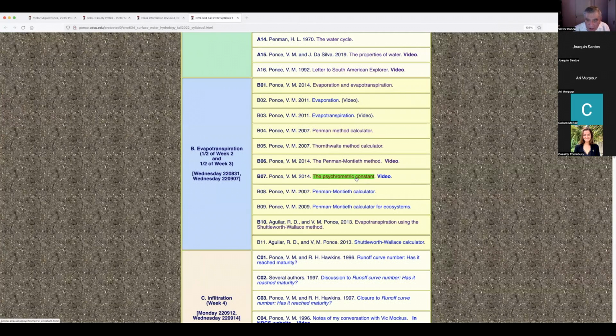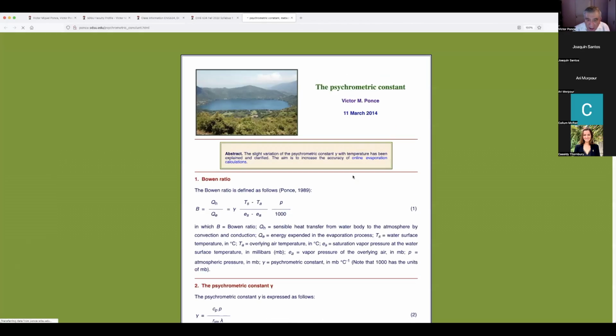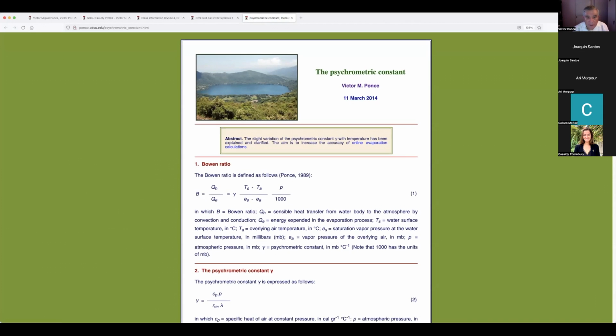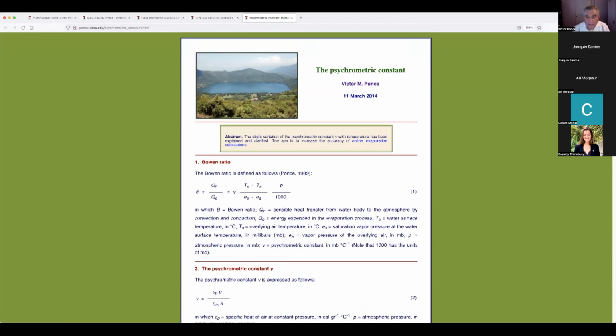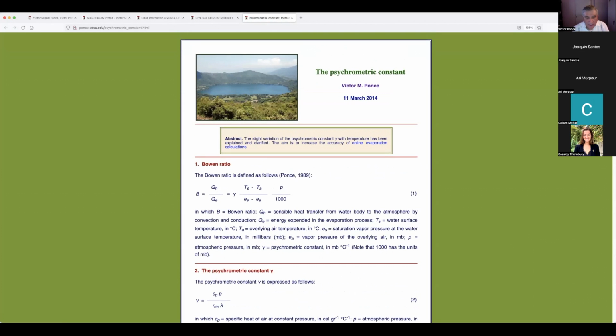And now we go to the psychrometric constant. In here we have a video and a vector. I'm just going to go with the vector here today, just for variety, although everything I say here in the vector is also in the video. So the first thing is the Bowen ratio.